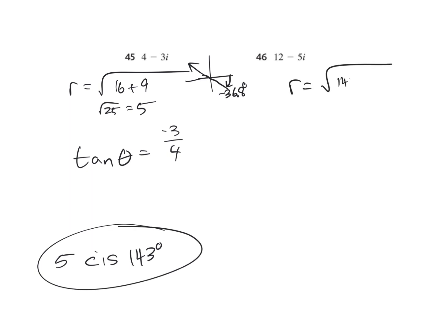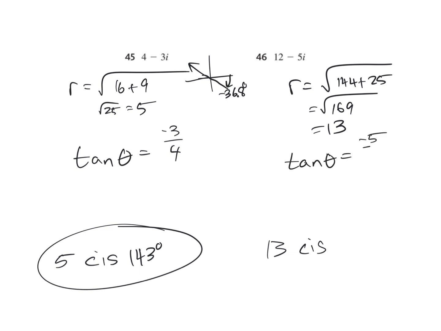46 is 144 plus 25. That is 169, or 13. 13 cis. Tangent of theta is -5 over 12. So arctangent of -5 divided by 12 is -22 degrees. So where are we when x is positive and y is negative? We are in the fourth quadrant. So instead of saying -22 degrees, add 360 to it, and that gives you the right answer. So go all the way around here, we get 337 degrees.